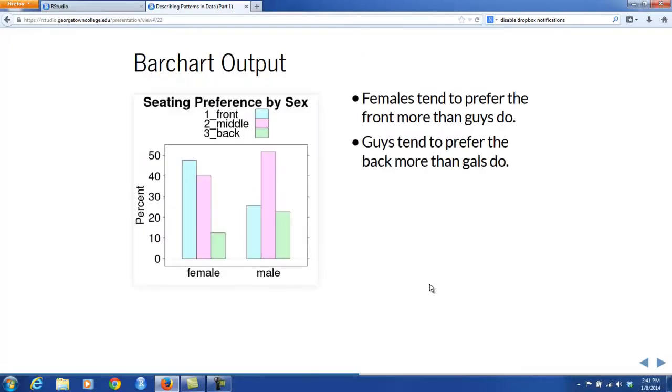Here's the output of that bar chart command. And you can see right away that there is a difference in the conditional distributions. You can see that the light-colored rectangle that stands for preferring the front for females is the tallest rectangle there is. Nearly half, nearly 50% of the females prefer the front. Relatively few of the females prefer the back. Whereas look at the guys. Only about a quarter prefer the front. Over half of them prefer the middle. So quite a few differences there to see and to talk about.